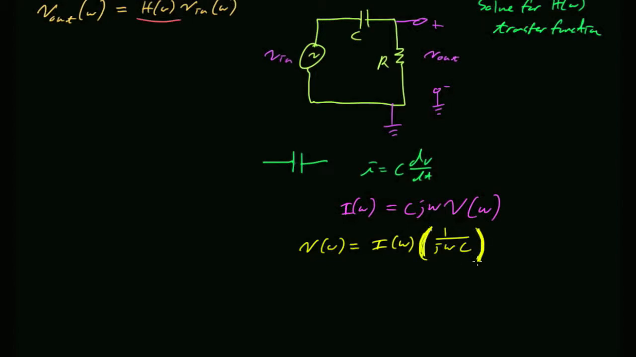So basically what this means is that when I go to analyze this circuit, I can use regular old circuit analysis and just think of that capacitor as a resistor whose value is 1 over J omega C. And I don't even need to do the differential equation. So watch this. Is that a voltage divider? You bet.